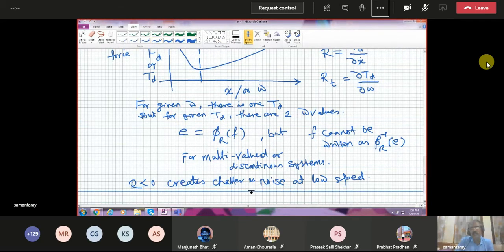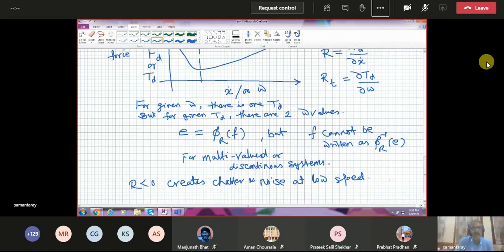So you can extend these resistances to other domains.